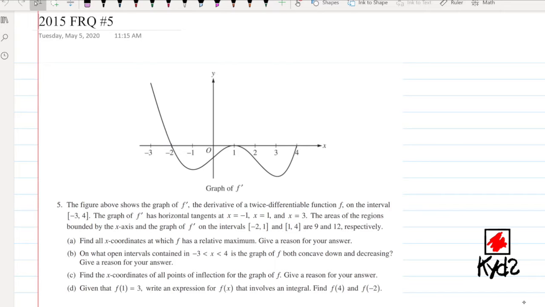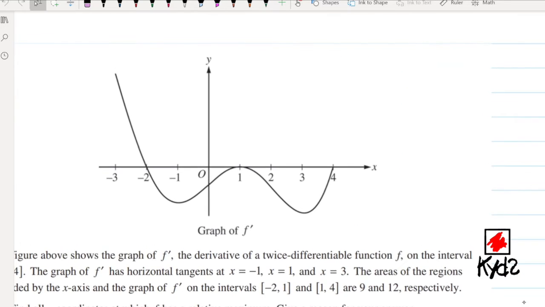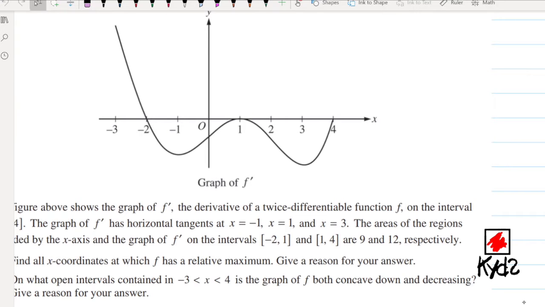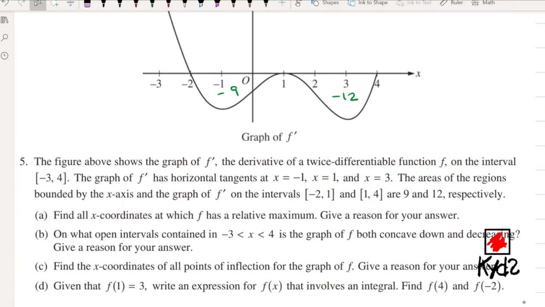It says the figure above shows the graph of f prime, the derivative of a twice differentiable function f on the interval -3 to 4. The graph of f prime has horizontal tangents at x equals -1, 1, and 3. The areas of the regions bounded above the x-axis are 9 and 12 respectively. So the area under here is -9 and the area under here is -12. And then part A says to find all x coordinates at which f has a relative max.